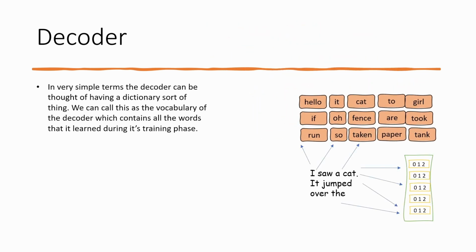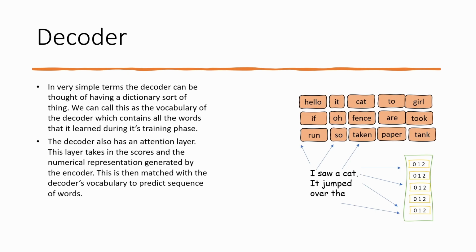Now, decoders, in very simple terms, the decoder can be thought of as having a dictionary sort of thing, because it is trained on a huge corpus of data. We can call this dictionary the vocabulary of the decoder, which contains all the words that it has learned during the training phase. Now the decoder also has an attention layer, and the role of the attention layer inside a decoder is that it takes in the scores and numerical representations generated by the encoder, and then that is matched with the decoder's vocabulary to predict which word comes after which word.